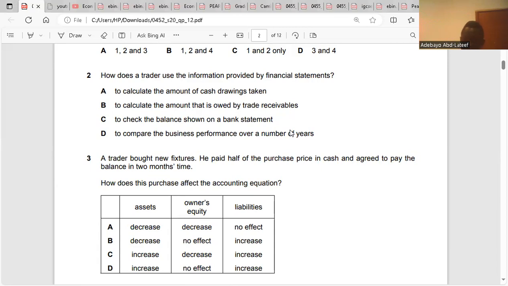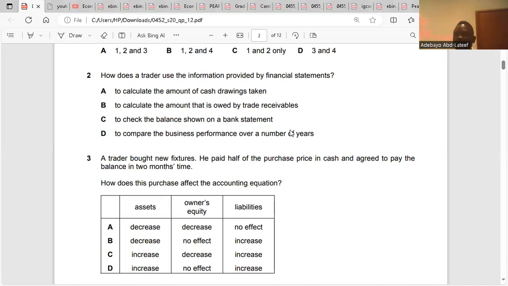We use it to compare the performance of the business year in, year out. But that's not the only thing you use a financial statement for. You can also use it to compare your business with those of your competitors. That's when you apply the principle of comparability. That's the last question there. I think the last question talks about comparability. Question 35. So you can use that. It's one of the reasons why we prepare our financial statement, to compare our business with those of our competitors, not just our business of this year compared to last year alone.